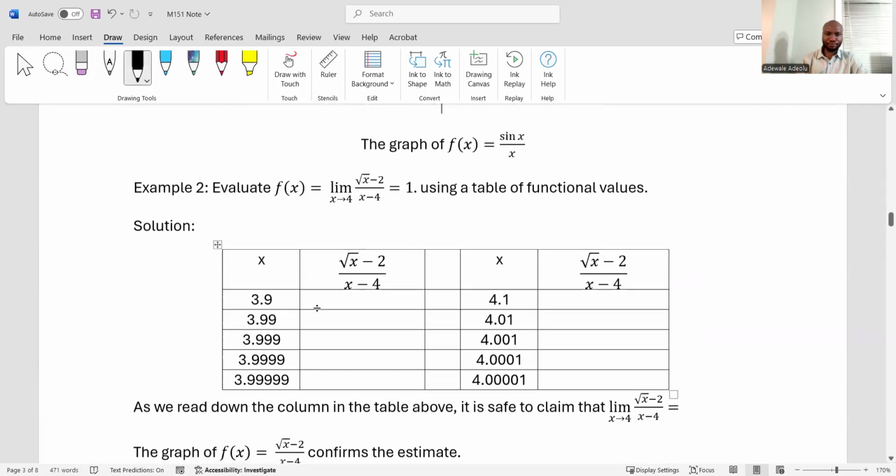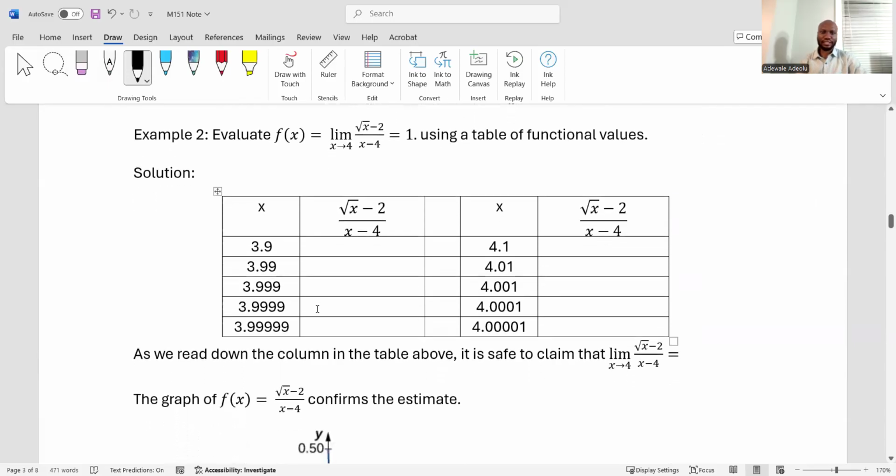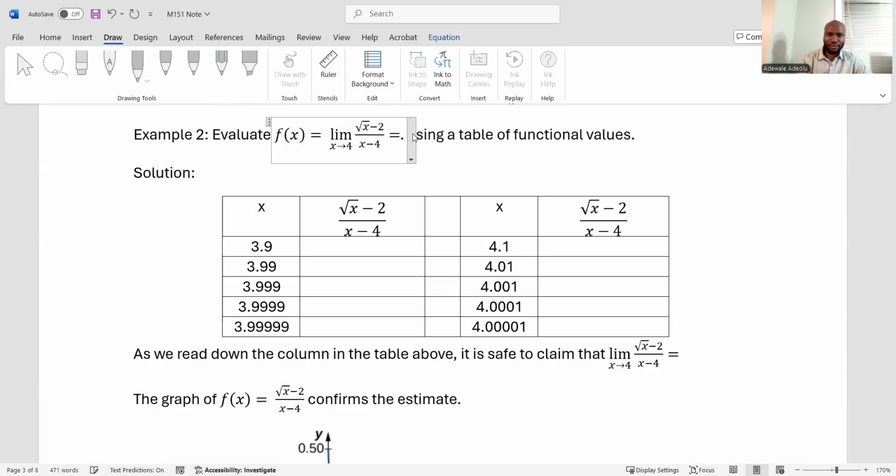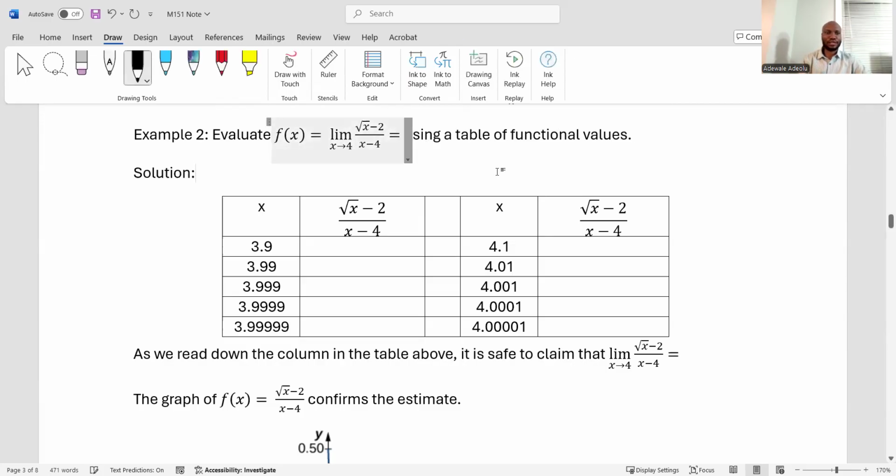Moving on, this is another example. Okay. Evaluate the limit of square root of x minus 2 divided by x minus 4. Oh, sorry, I should not put this there. We want to find a limit. Find the limit of this. Okay. Using a table of functional values.